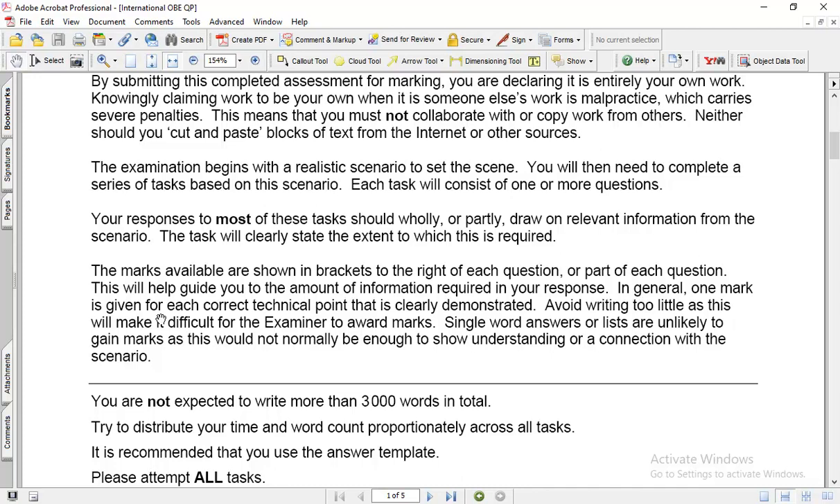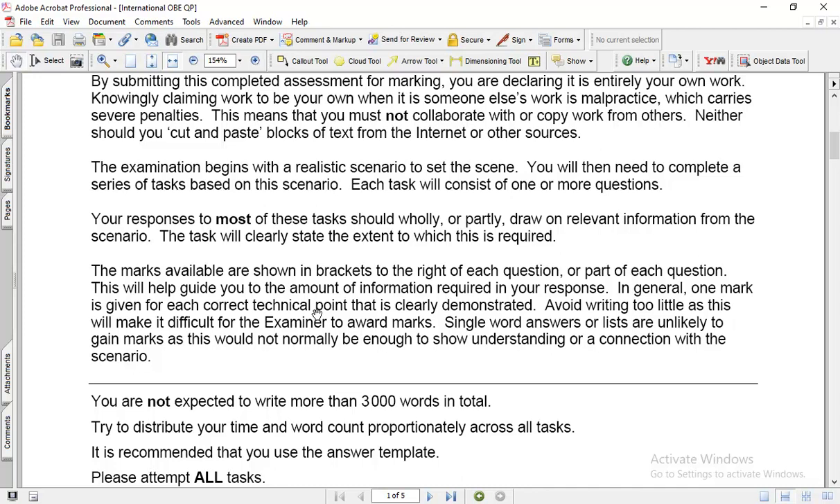In general, 1 mark is given for each correct technical point that is clearly demonstrated. Avoid writing too little, as this will make it difficult for the examiner to award marks. Single word answers or lists are unlikely to gain marks, as this would not normally be enough to show understanding or a connection with the scenario. So the marks for each task are clearly mentioned in front of the task, and they will guide you to the required information that needs to be mentioned, detailed or explained for the task.